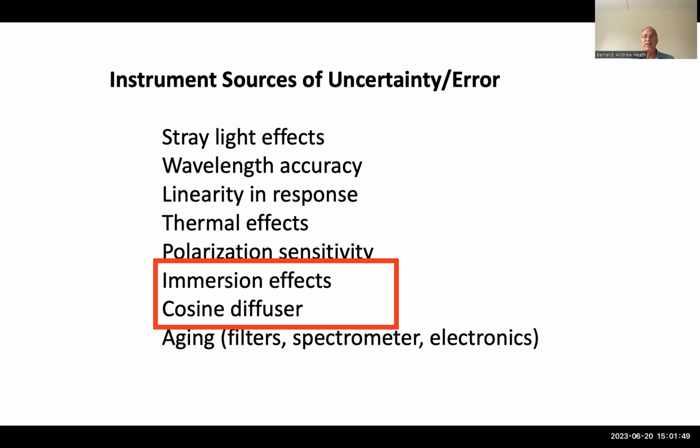There are two other things I'm going to talk about because they're more apropos to using these instruments in the field: the immersion effect and the cosine diffuser effect. There's also aging. So there are a lot of sources of error here if you're really going to try to do highly accurate radiometric measurements. You need to account for them, or at least work with the vendor to get a grasp on what these uncertainty effects are.